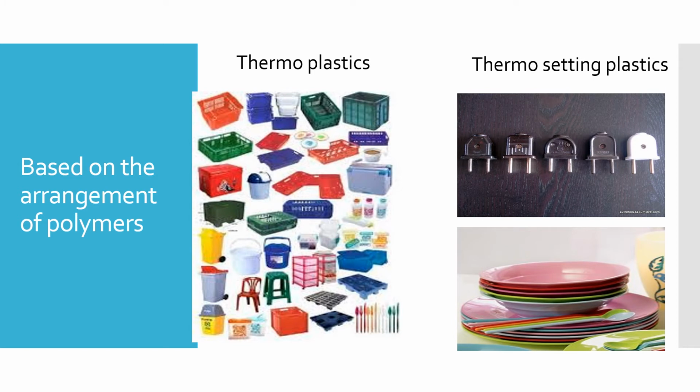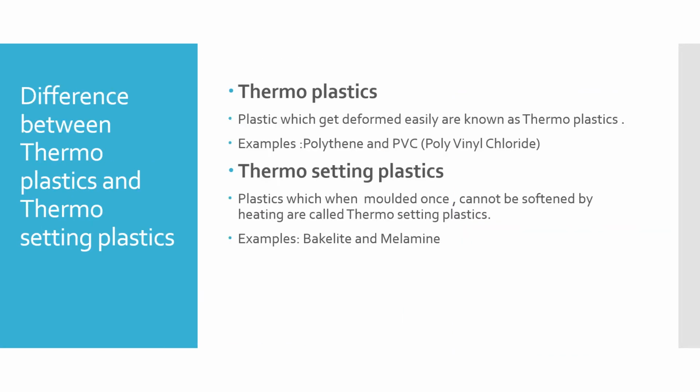Based on the arrangement of polymers, we have two different types of plastics, thermoplastics and thermosetting plastics. Let's learn in detail about the two types of plastics. Let's look into the difference between thermoplastics and thermosetting plastics.